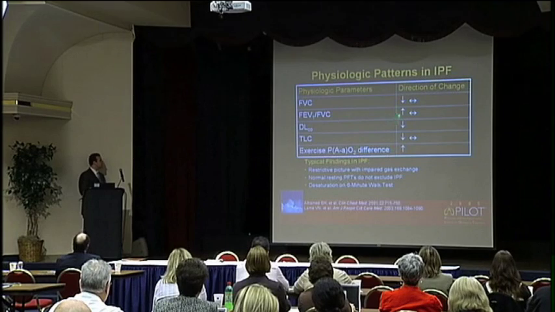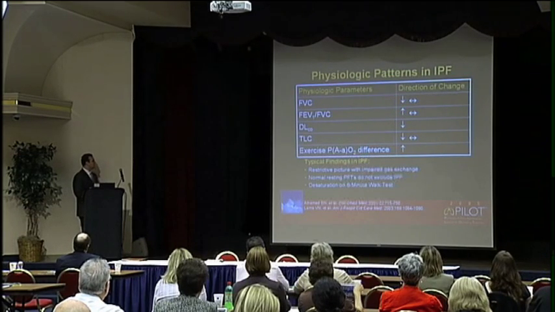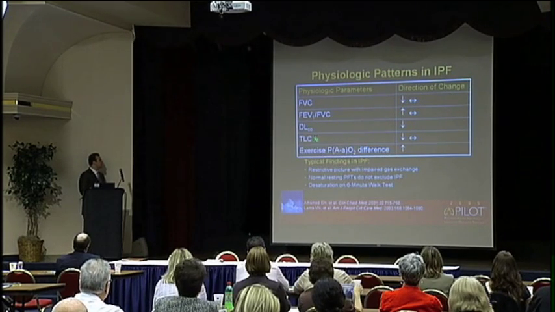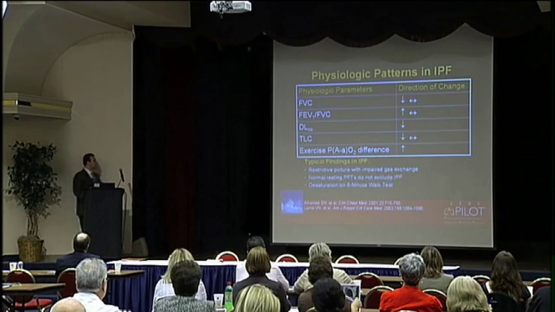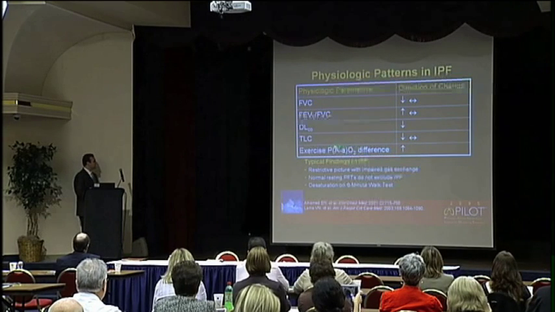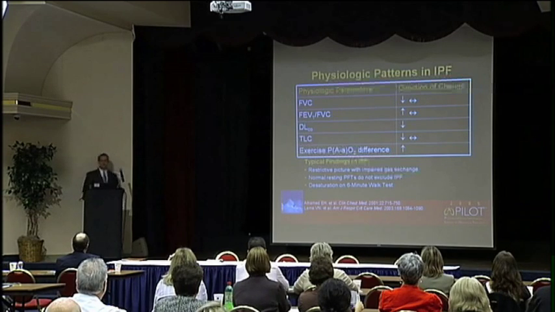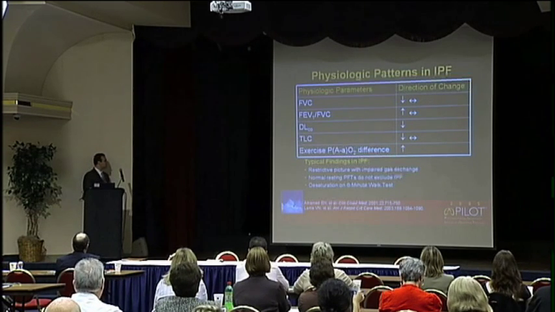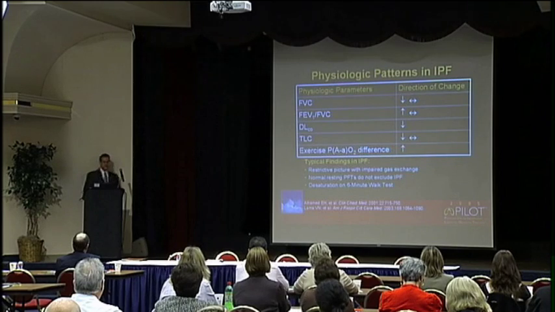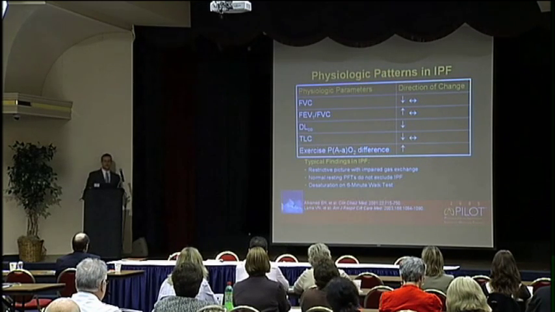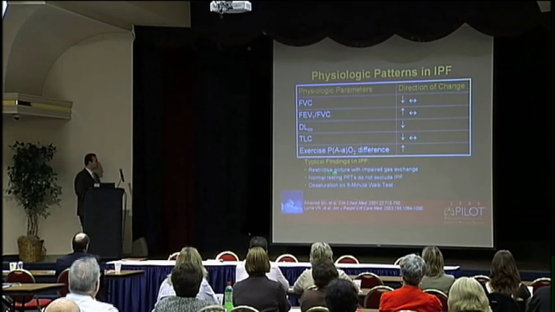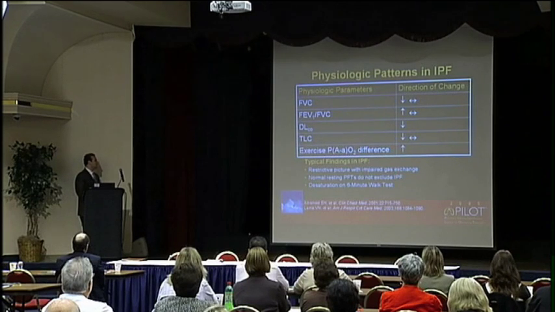FEV1 to FVC ratio increases or remains the same. DLCO drops. Total lung capacity generally drops as well, but may remain the same. And the difference between the alveolar and arterial oxygen partial pressure during exercise increases. So the typical findings, just to summarize, in IPF is a restrictive picture with impaired gas exchange.